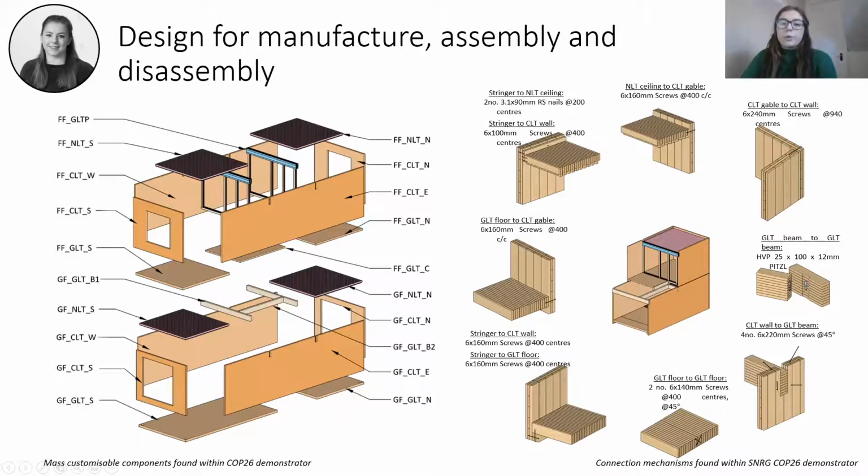So the first output within this work package of the Transforming Timber project is a series of reports on design for manufacture, assembly and disassembly. The first report focuses on manufacturing, specifically discussing the adoption of a standardised kit of parts. Following on from this, the manufacturing process of the COP26 demonstrator has been outlined. This includes information on the principles adopted, such as the use of mass customisable systems, adopting standardised and repeatable components, as well as designing for ease of manufacture within achievable tolerances.